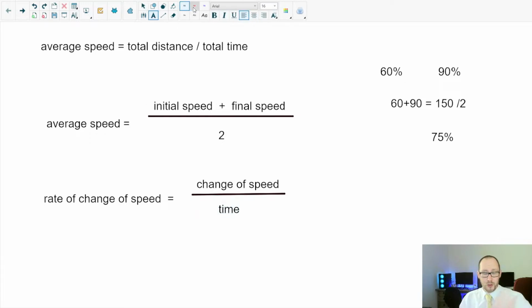Now, for those of you who've done a little bit of revision already, you're probably not used to calling it rate of change of speed. What you're probably more used to calling this is acceleration.